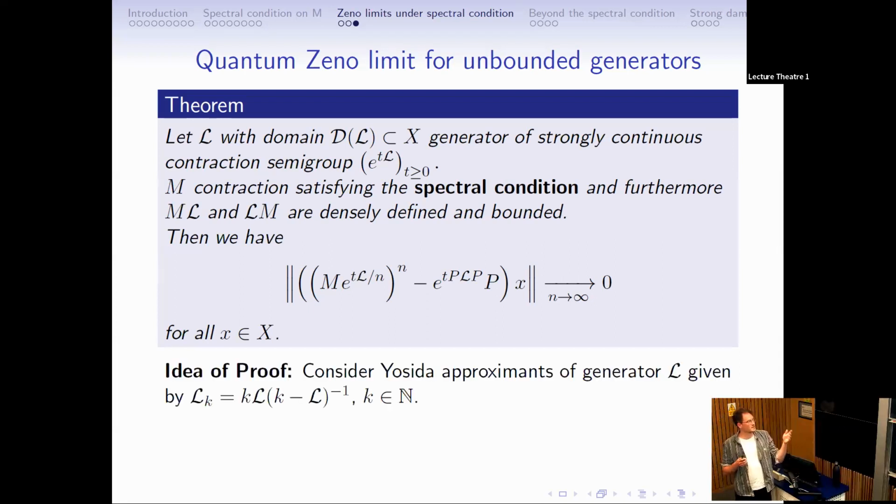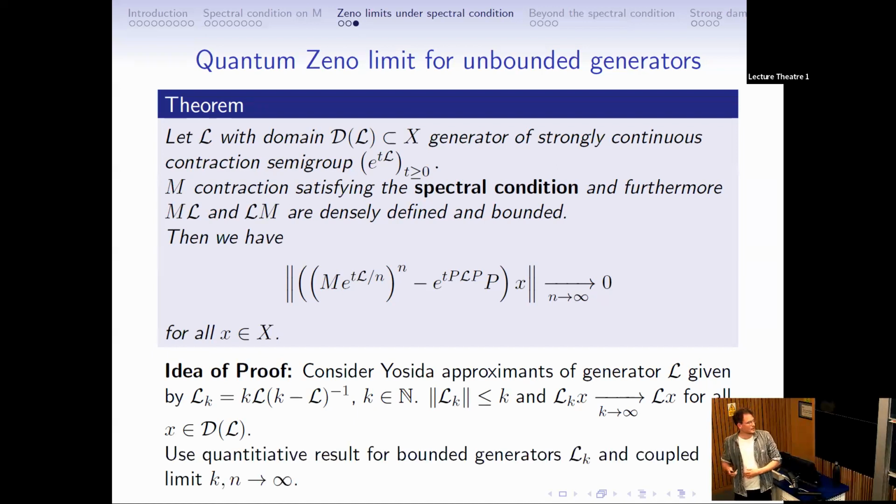The way this is proven is we first use a bounded approximation of our generator. So we take the Yosida approximation, which looks like that. Those are nice bounded generators. Their operator norm blows up as the approximation parameter k goes to infinity, but strongly within the domain, they approximate the original generator. And then we lift our quantitative result for bounded generators and use a coupled limit between k and n to get this theorem you see on this slide.